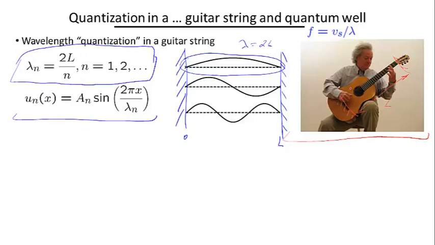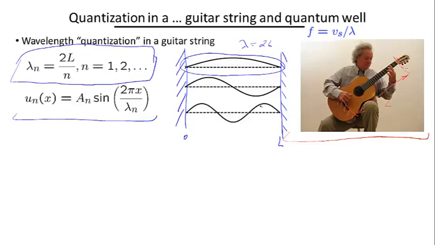With the corresponding solution, if you look at the snapshot of an oscillating string at a certain time, the solution is simply going to be given by some amplitude, which is not really important, times sine of 2 pi x over lambda sub n. And of course, if x is equal to 0, we satisfy the boundary condition at x equals 0. And if x is equal to L, this quantization rule is going to enforce the other boundary condition, namely that the displacement vanishes at x equals L, or we have a node here.